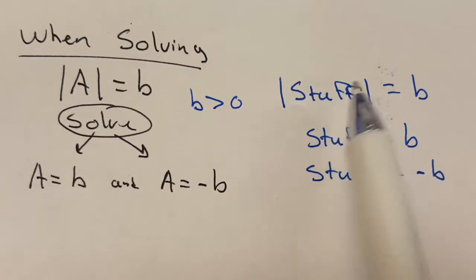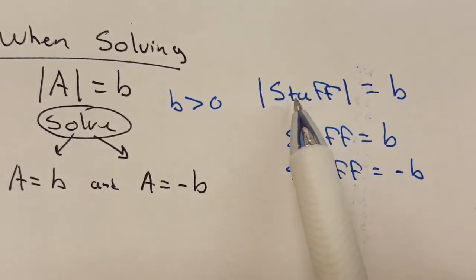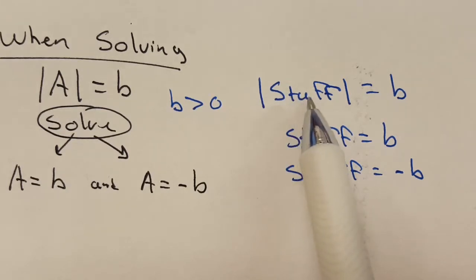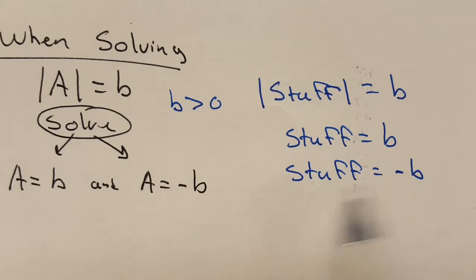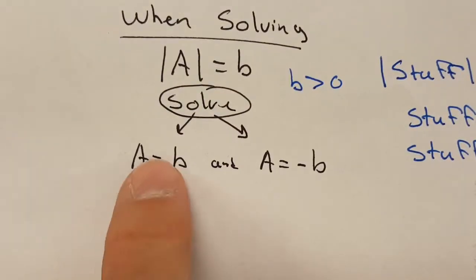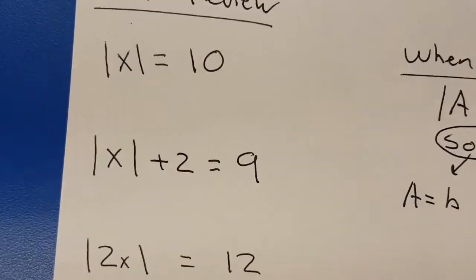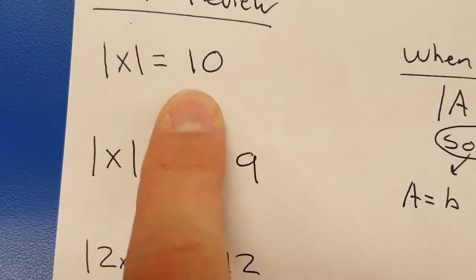Here's my little analogy. So here's what the book says, here's what I say. Anytime you have stuff, if it's a single variable, more than one variable, a whole equation, you have to set that stuff equal to the number and the negative number. So I'll show you what I'm talking about. You're going to solve two equations, if you have to. Sometimes you don't. So right here, we have the absolute value of x equaling 10.